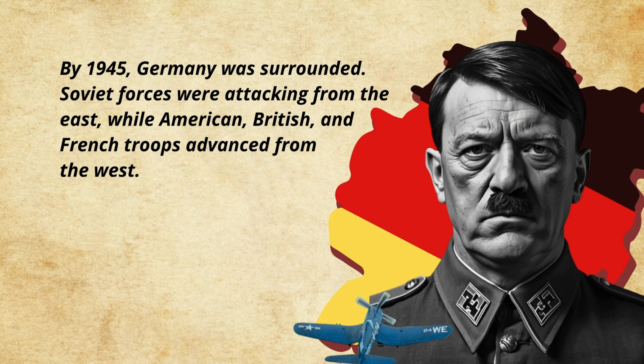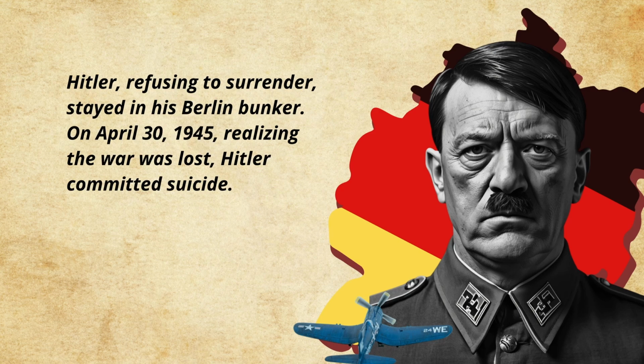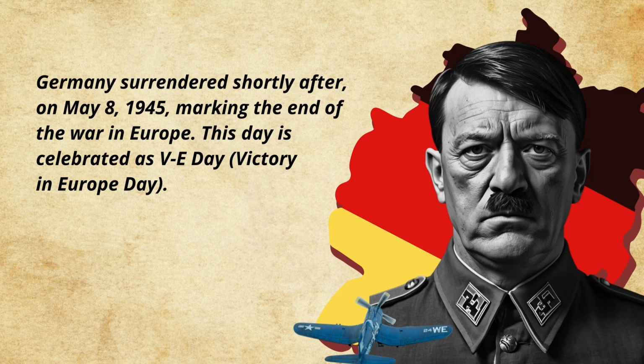By 1945, Germany was surrounded. Soviet forces were attacking from the east, while American, British, and French troops advanced from the west. German cities were bombed relentlessly, and the army was running out of supplies and soldiers. Hitler, refusing to surrender, stayed in his Berlin bunker. On April 30, 1945, realizing the war was lost, Hitler committed suicide. Germany surrendered shortly after, on May 8, 1945, marking the end of the war in Europe. This day is celebrated as V-Day, Victory in Europe Day.